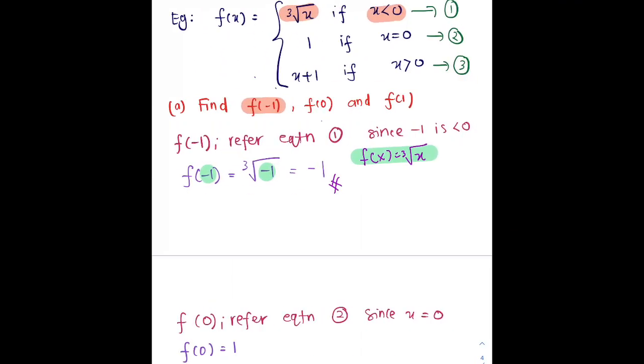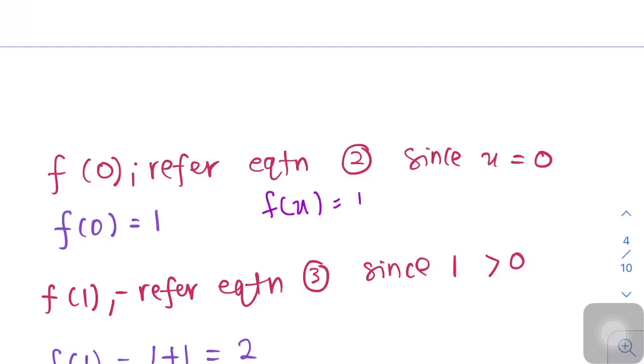Now let's see the next one. The question asks us for f(0). For f(0), we are looking at this domain now, so we only want to look at equation number 2. Let me write equation number 2: f(x) equal to 1. Now just focus on this equation. We need to substitute x with 0. Since we don't have any x here, this is a constant function. Therefore f(0) is just equal to 1. This is our final answer.